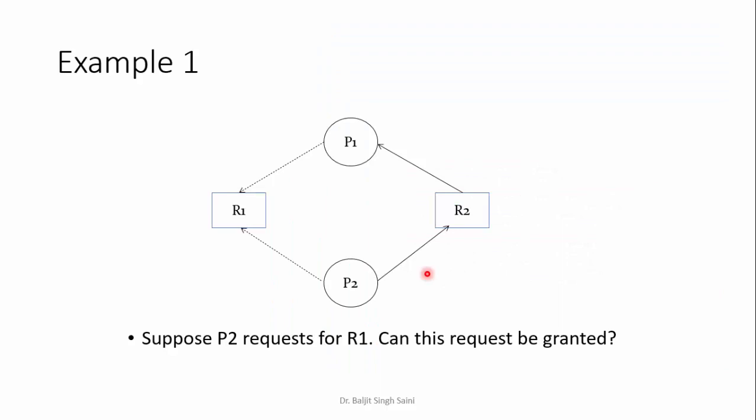Now suppose this is the resource allocation graph. P2 is requesting a resource R2 which is held by P1. P2 ने एक रिक्वेस्ट की हुई है R2 रिसोर्स के लिए. This is the current request. ये एक असाइनमेंट एज है. R2 is currently assigned to P1. Now there are two claim edges. One is from P1 to R1 and another is from P2 to R1.